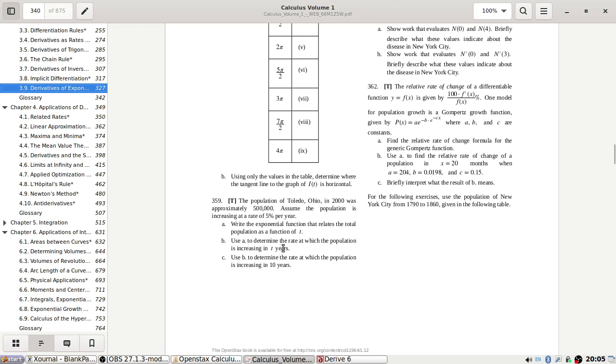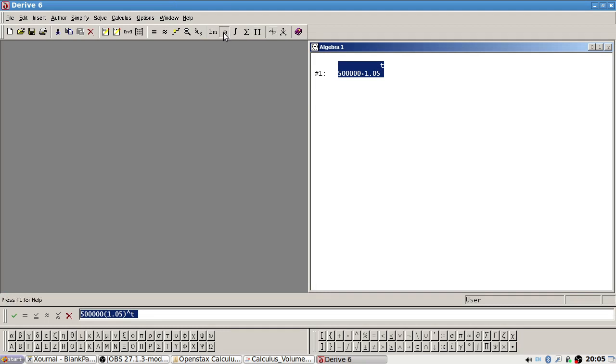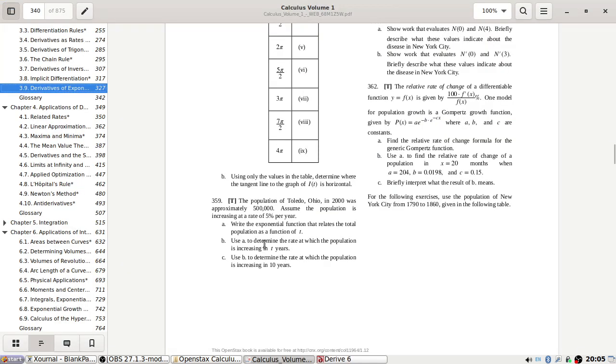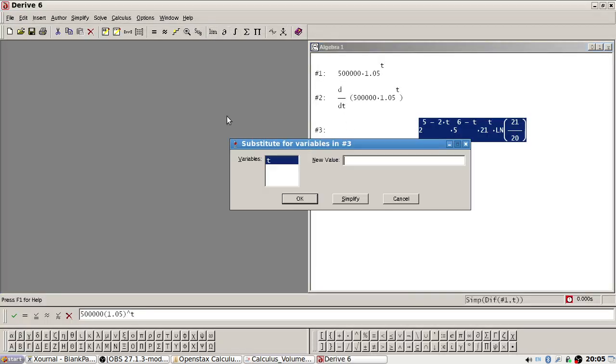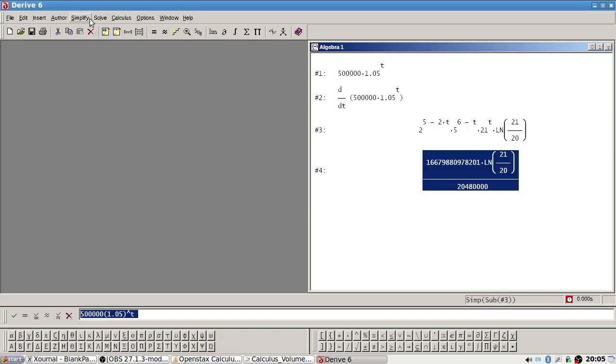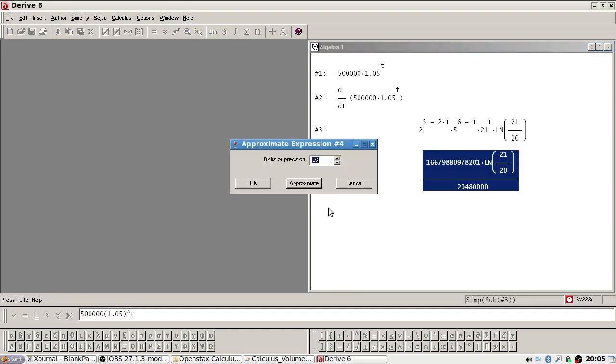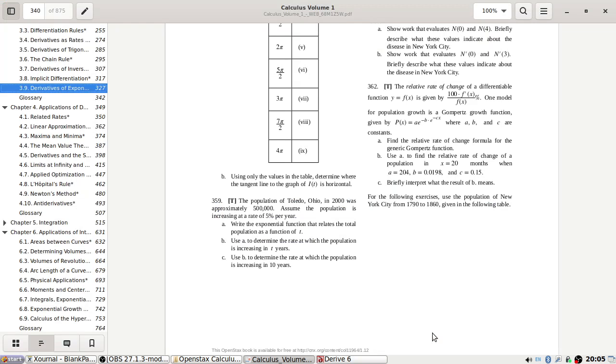Use A to determine the rate at which the population increases. Okay, there we go. And use B to determine the rate at which the population increases in 10 years. Okay, 10 years. There we go. Okay.